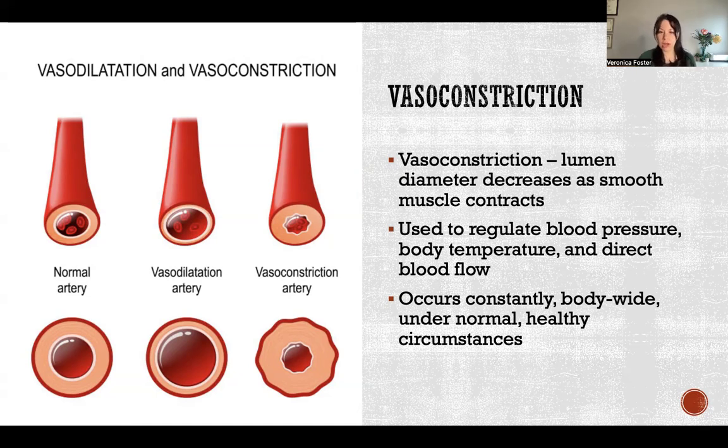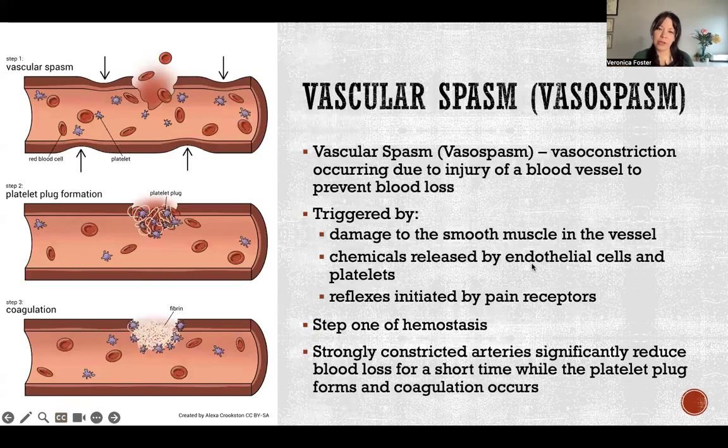We also redirect blood flow, like in a fight or flight situation. We're going to send more blood to our muscles, heart, lungs, and brain, and less to digestion and so forth. So vasoconstriction is happening all the time, totally normal, totally healthy.